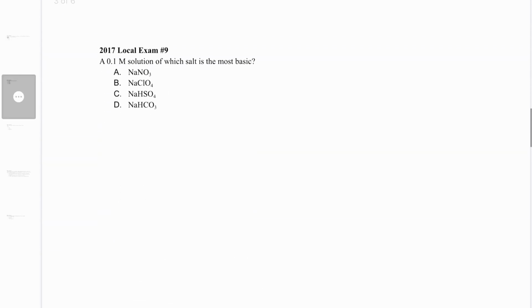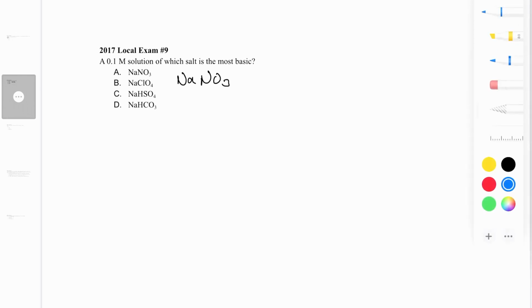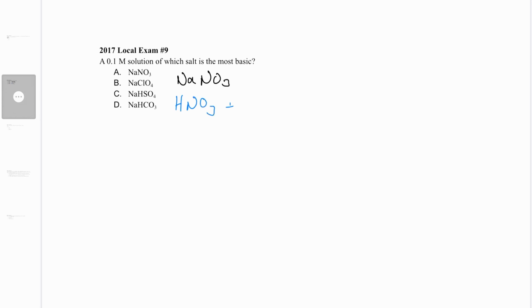A 0.1 molar solution of which salt is the most basic? Alright, so let's go through all the answer choices. Two of them you can get rid of right away, and one of them is A, NaNO3. NaNO3 is going to be produced in an acid-base neutralization reaction. And the reactants that are going to produce this are nitric acid, HNO3, and NaOH. The way you can find this is by reverse engineering an acid-base neutralization reaction. So we know that at the end of the reaction, you're going to be producing that salt and water. Now, because we have this, we can reverse the reactants.